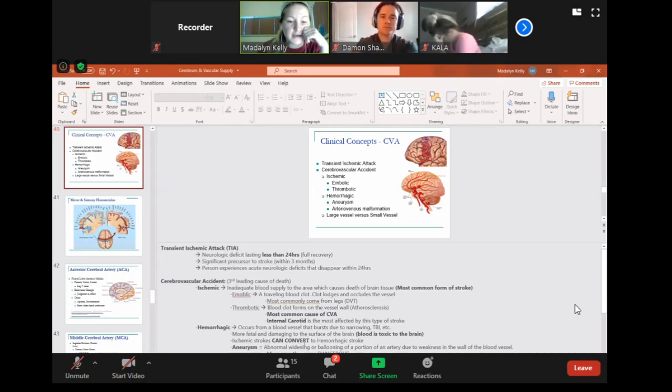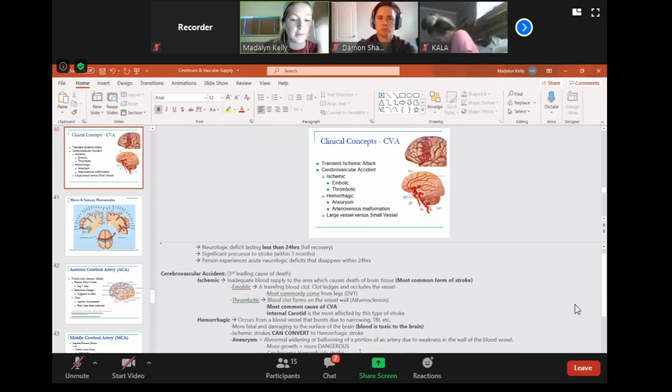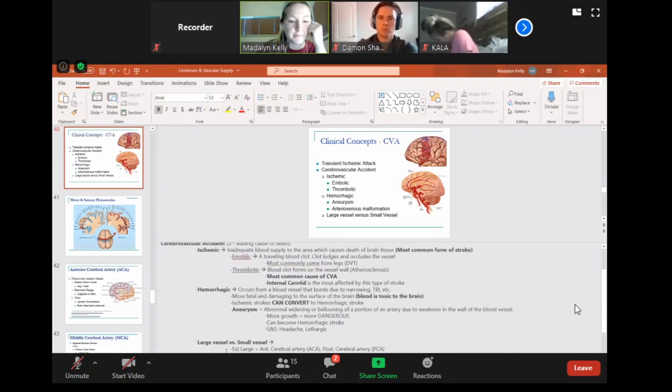Ischemic strokes can convert to hemorrhagic. The way I remembered it was, you're not getting blood supply to that area. Something's blocking it, but what's happening right before that block? It's just accumulating, and it just bursts. That's how I understood it can convert. Aneurysm is abnormal widening or ballooning of a portion. The more growth, the more dangerous. It can become hemorrhagic. And then they talked about here large vessels versus small.